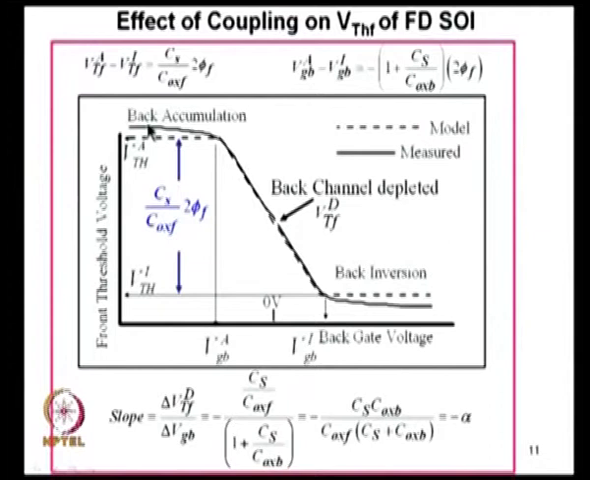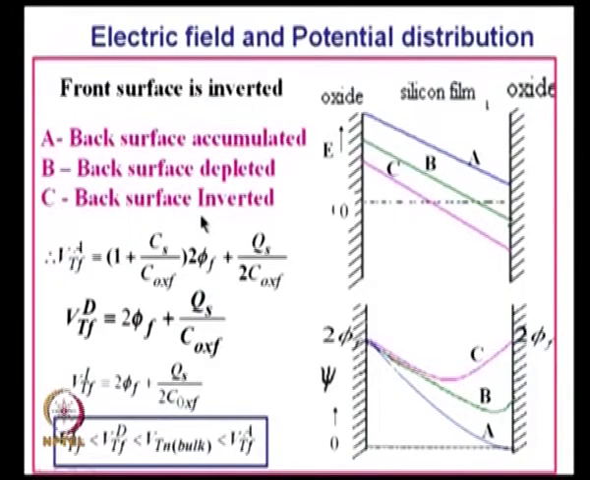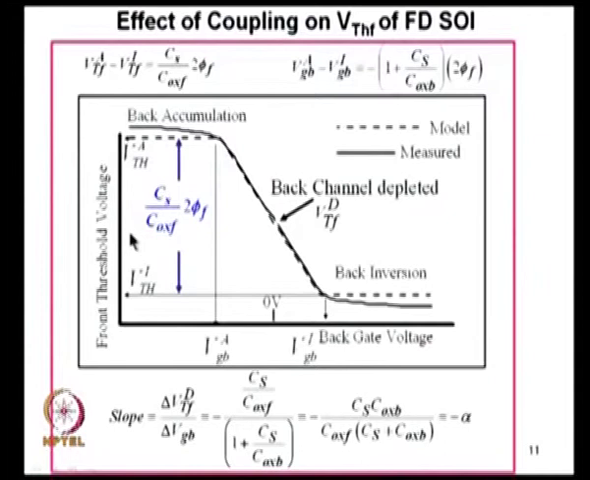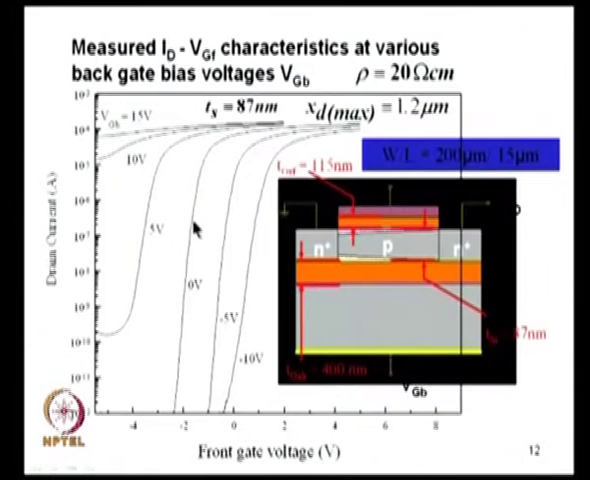And the difference between the front threshold voltage when the back channel is accumulated and when it is inverted is Cs by C oxide F into twice phi F. That is the difference. You can see it by substituting in those equations here, this minus that is this quantity. That is it. Okay. Now, that means you can have the transfer characteristic for this MOSFET.